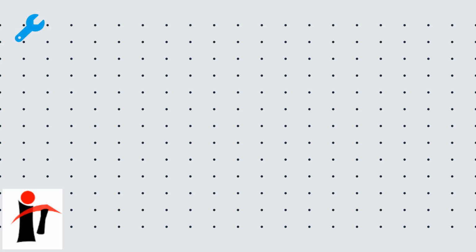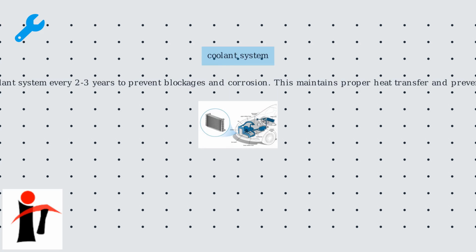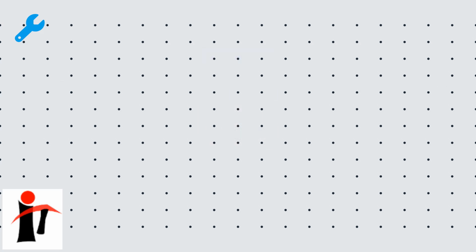To keep your 2019 Tesla Model 3's heater working reliably in the future, focus on preventive maintenance. Regular care can prevent many common issues from developing. Start with the coolant system. Flush it regularly every 2 to 3 years. This removes contaminants that can cause blockages and corrosion, ensuring efficient heat transfer through the heater core.